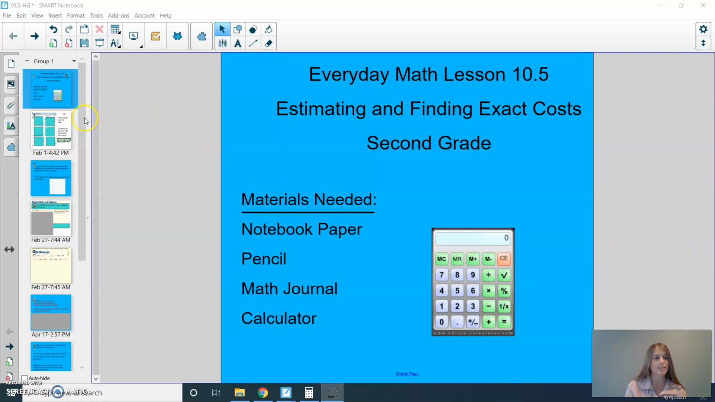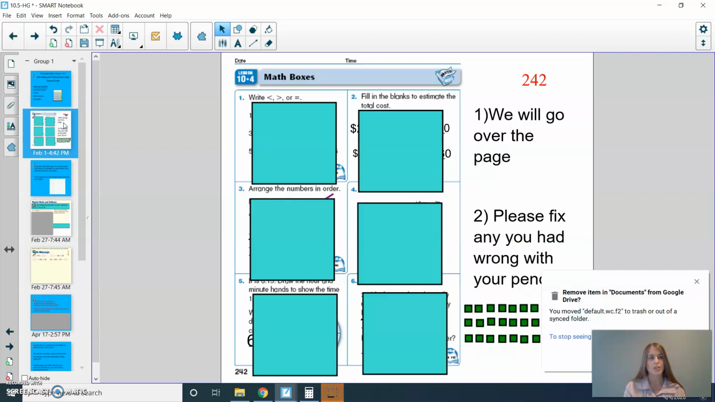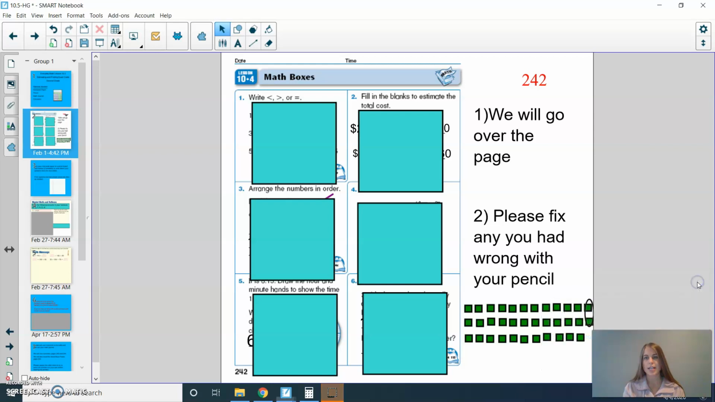Let's get started. The first thing we're going to do is take a look at our math boxes from the previous lesson. So taking a look at page 242. We'll go over this page. If you're noticing that you had any wrong, please fix your mistakes with your pencil and eraser.